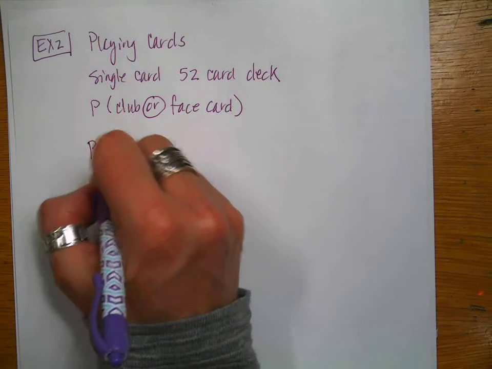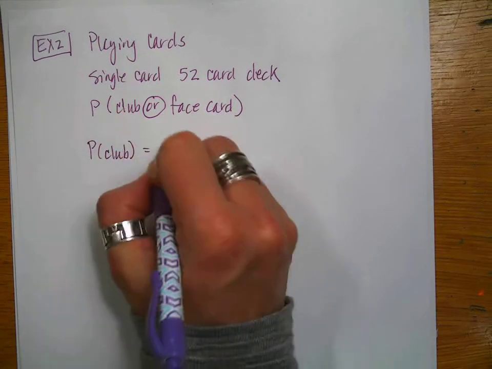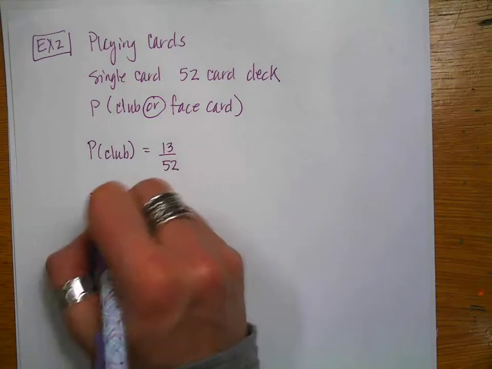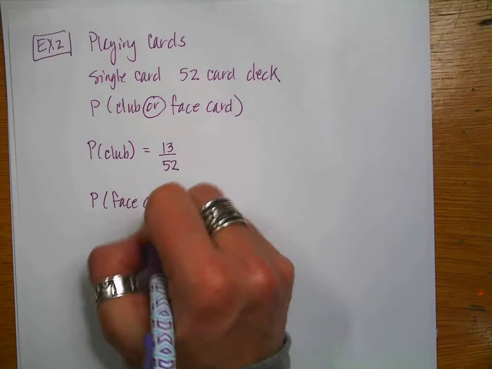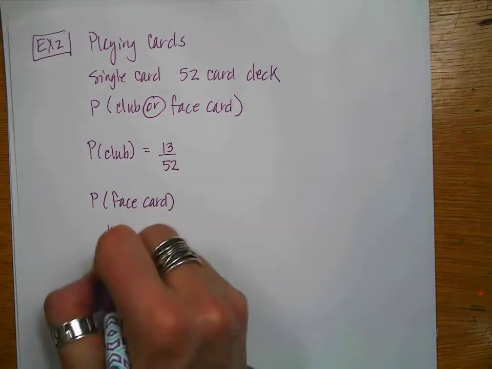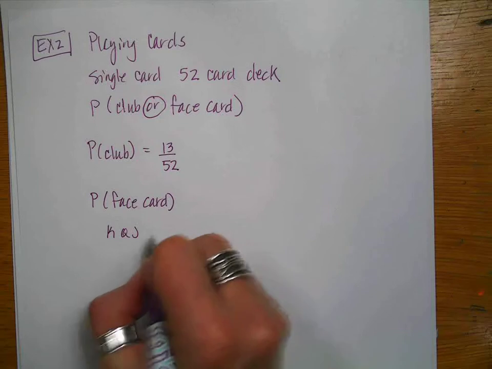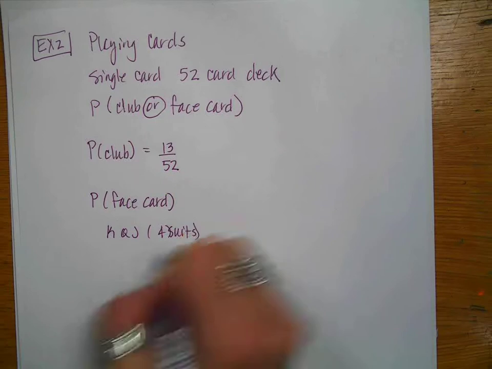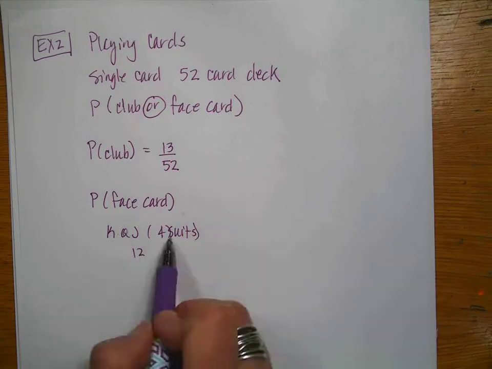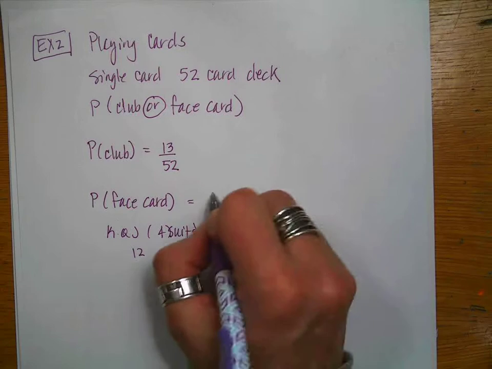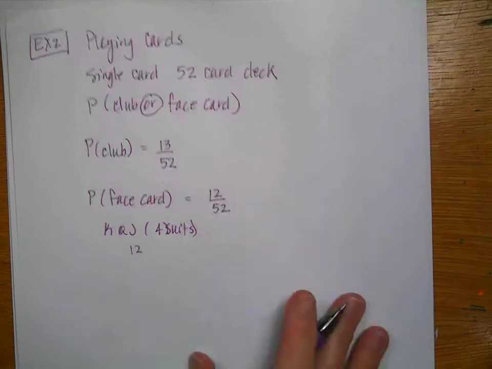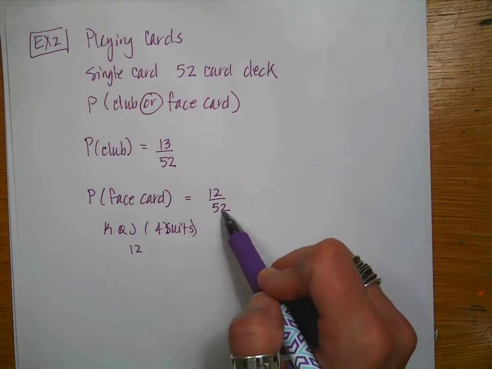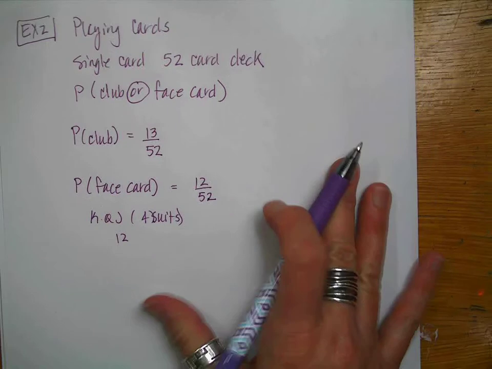So then I'm going to do each of these separately. So the probability of a club, remember that there are 13 in each different suit. And then the probability of a face card, so remember that the face cards are king, queen, jack, and then there are times 4 suits, so there are 12, okay, because 3 times 4 is 12. So then this is going to be 12 out of 52.